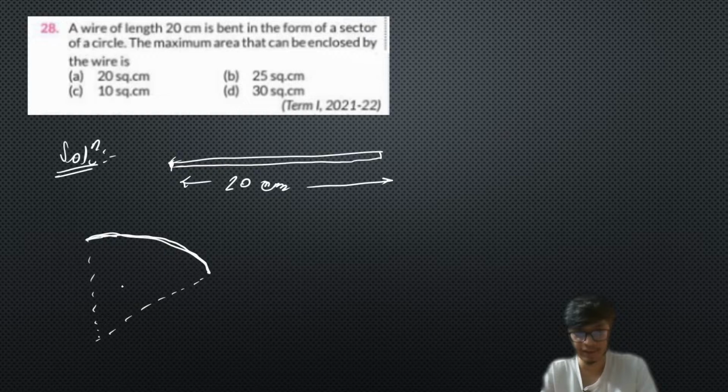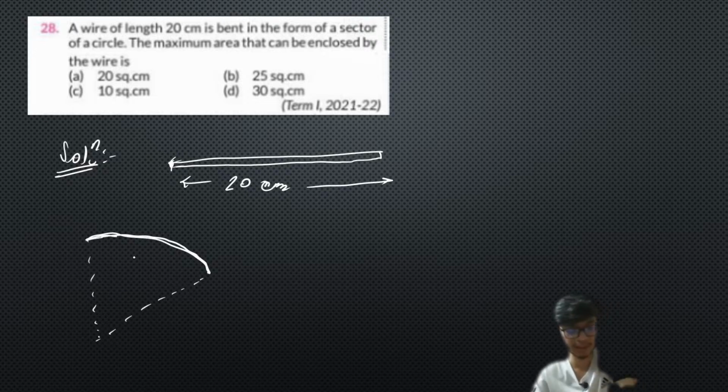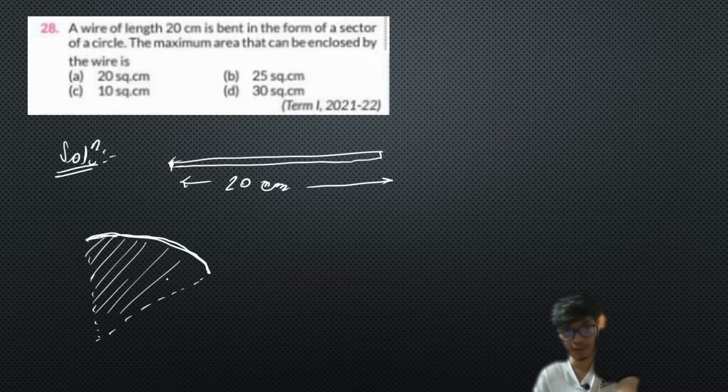Now we have to analyze the maximum area that can be enclosed by this wire. What do we mean by the maximum area enclosed by the wire? The problem says that we have a wire of this particular length and it's bent in the form of a sector, right? So the maximum area that can be enclosed by the wire is talking about the area of this particular sector, right? It is talking about this particular area that it can enclose, right?